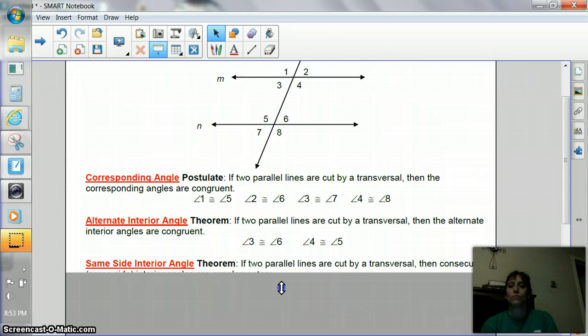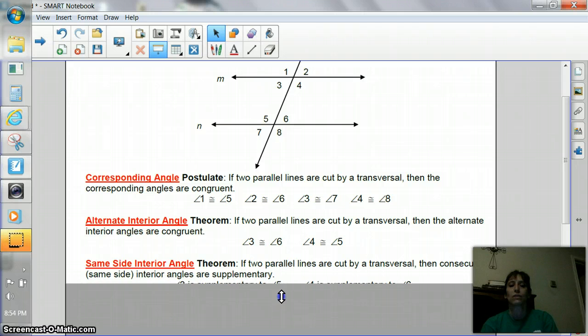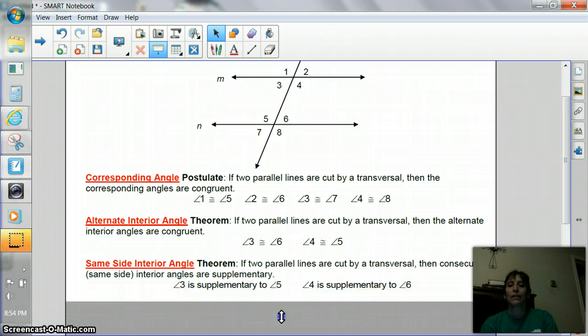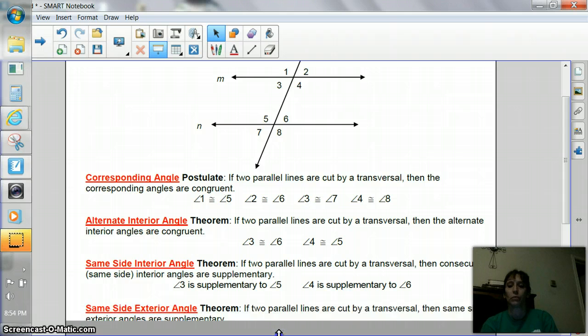Alright, it says if two parallel lines are cut by a transversal, that's my hypothesis, then consecutive or same side interior angles are supplementary. So same side inside the lines would be, go ahead and tell me, 3 and 5 and 4 and 6. And as we mentioned earlier, consecutive of any kind is always going to be supplementary. So maybe that'll help you.